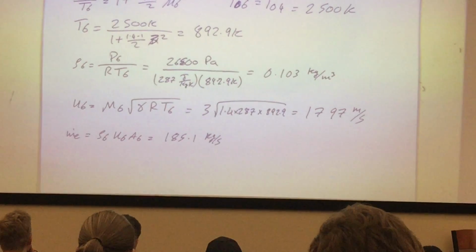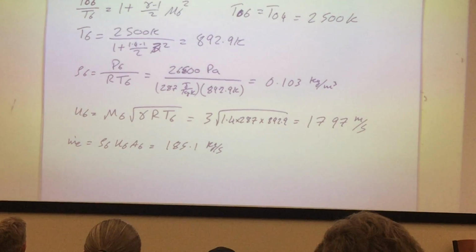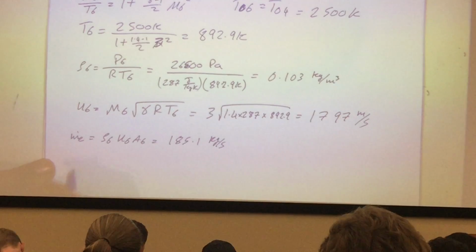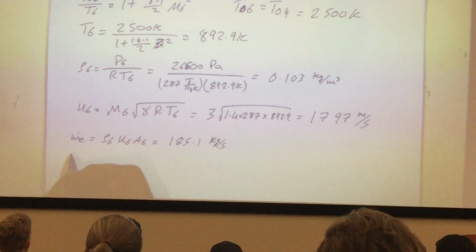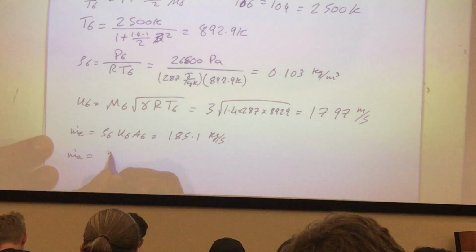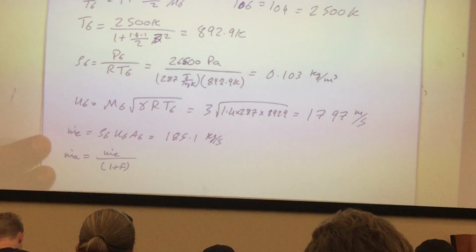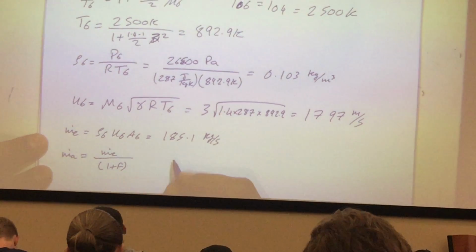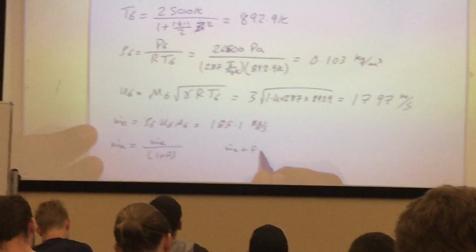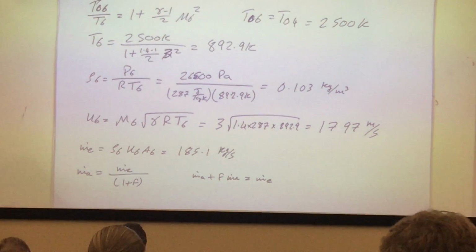Now, I know my m dot exit. I need to find out the amount of mass that I'm putting in. Well, the amount of air mass I'm putting in, m dot A, by definition, is going to equal m dot exit divided by 1 plus the fuel to air ratio. So m dot A plus fuel to air ratio times m dot A, which gives you m dot fuel, is equal to m dot exit. So all I'm accounting for is the amount of fuel.